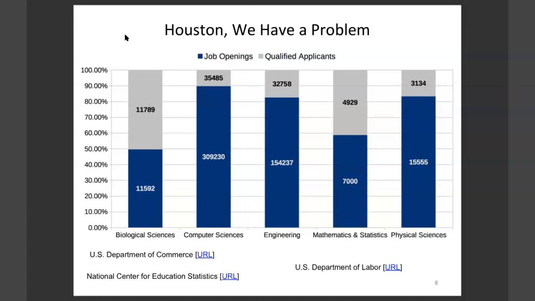But for the students, at least for students in computer sciences, engineering, mathematics and statistics, and physical sciences, this actually means that they have more options, they have more choices to choose from.